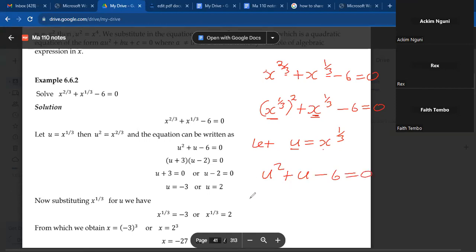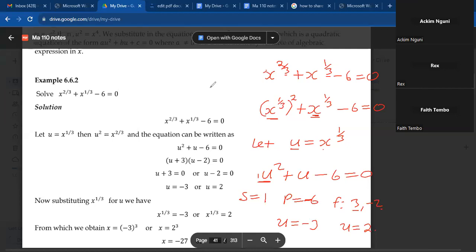For this quadratic equation, the sum is 1. The product is negative 6. The two factors that when you multiply them you get negative 6 are positive 3 and negative 2. Since the coefficient of u squared is 1, the factors are the solution. So u is equal to negative 3, you just change the sign. Then the other one, u is equal to positive 2.